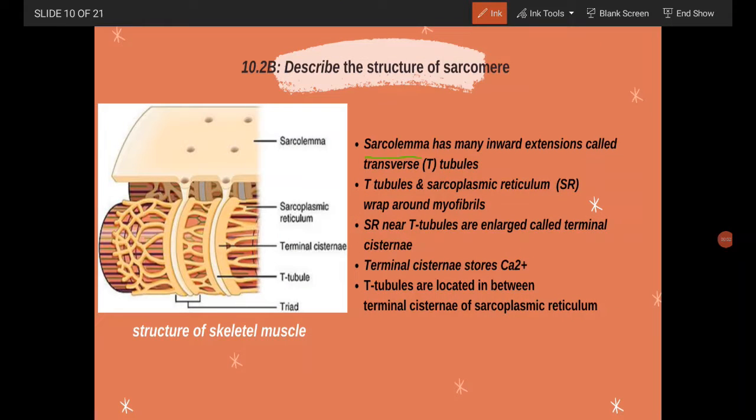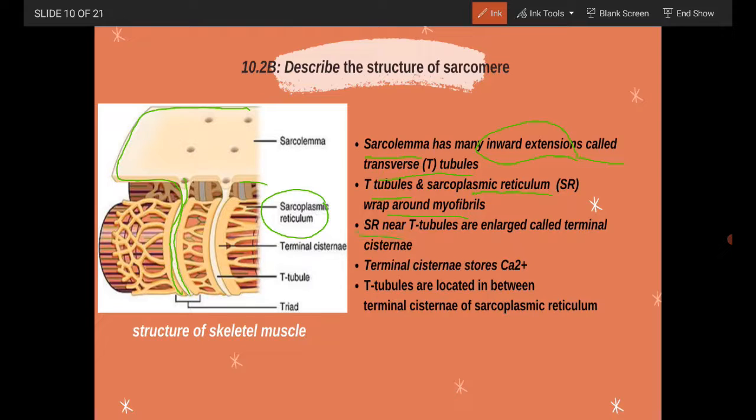Sarcolemma has many inward extensions called transverse tubules or T-tubules. So this is sarcolemma, or the plasma membrane of the skeletal muscle, and this hole is called T-tubule. T-tubules and sarcoplasmic reticulum wrap around myofibril. So this is the sarcoplasmic reticulum, or also known as endoplasmic reticulum.